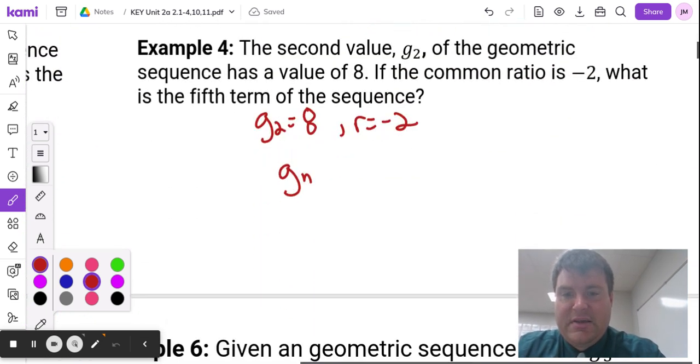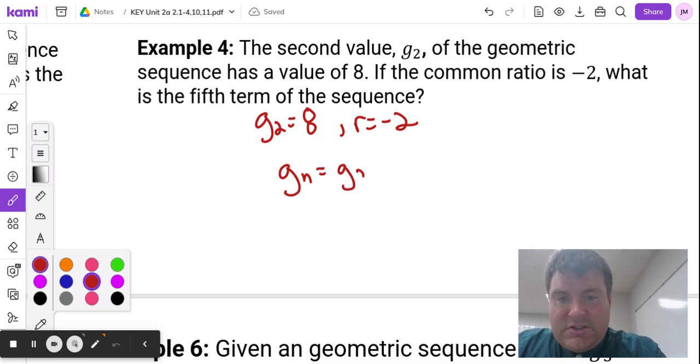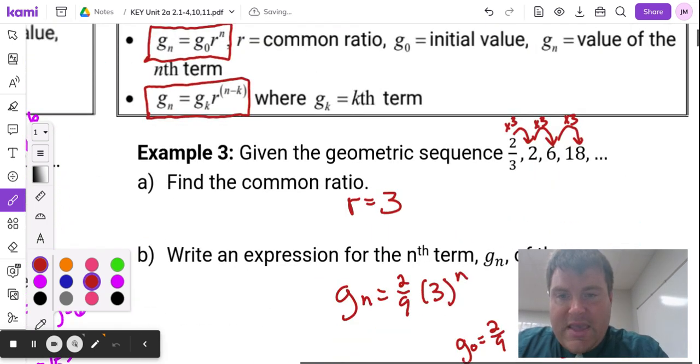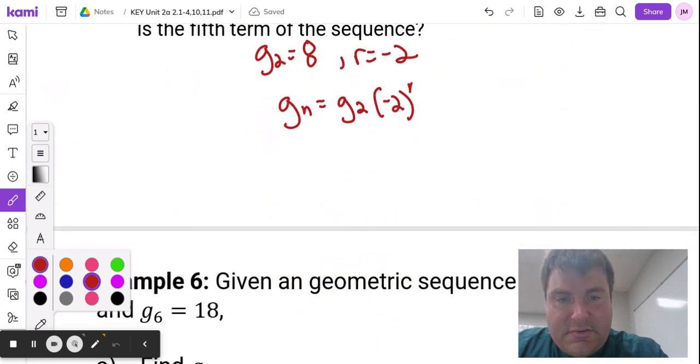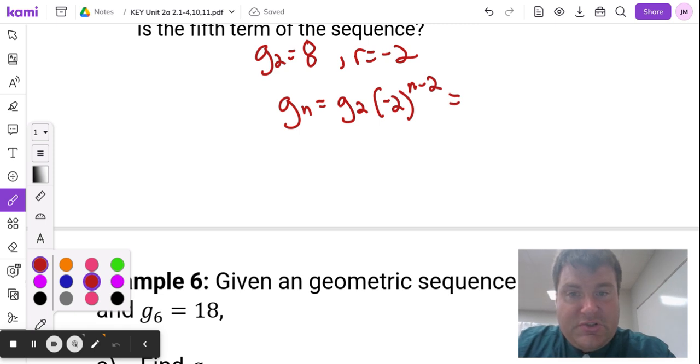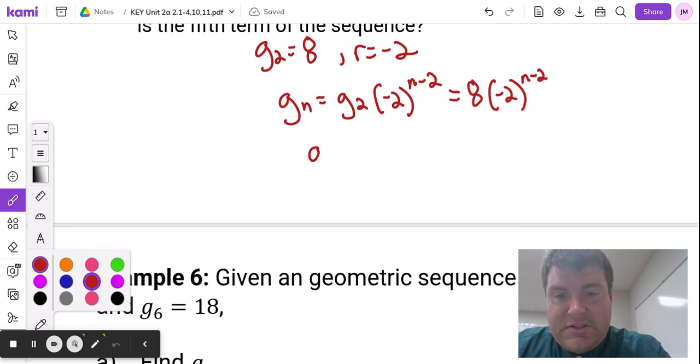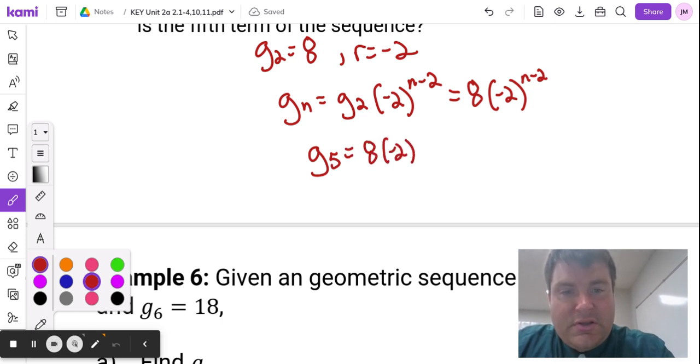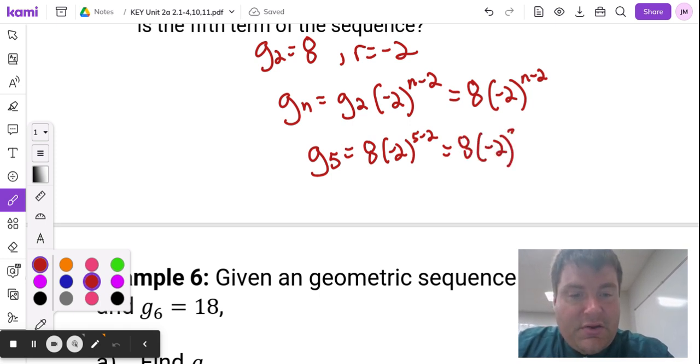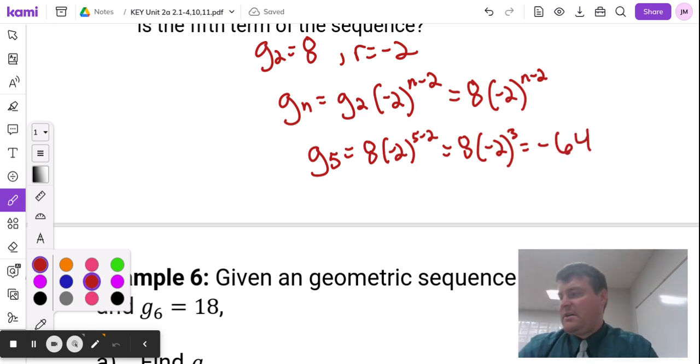So g sub n is going to be equal to g sub 2 times r, which is -2, to the n minus k. So in this case, n minus 2. Which g sub 2 we know is 8. So it's going to equal 8 times -2 to the n minus 2. So I'm looking for the fifth term of the sequence. So g sub 5 is equal to 8 times -2 to the 5 minus 2, which is 8 times -2 to the third, which is -64. Okay.